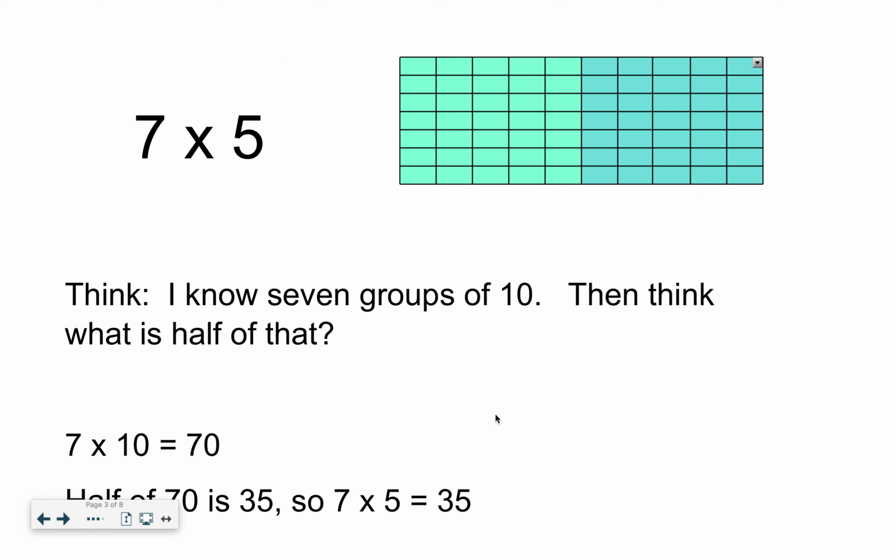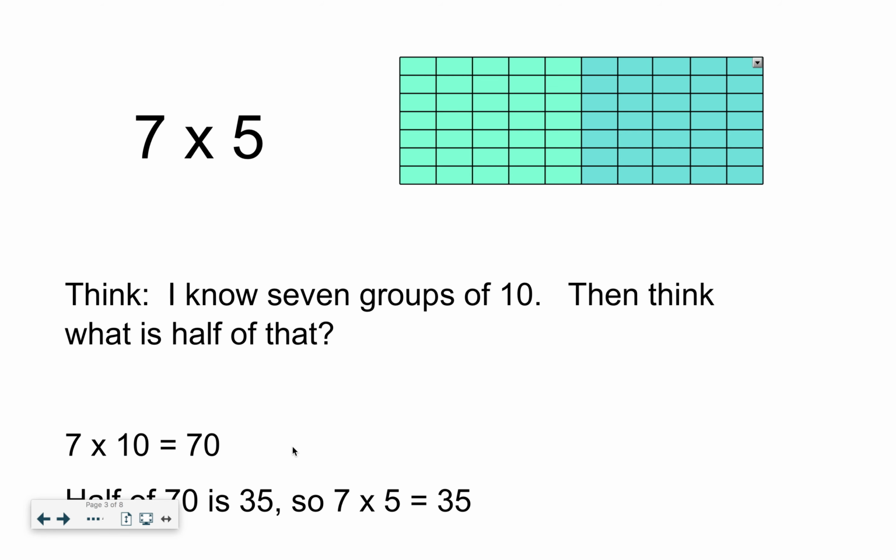Here's another example, 7 times 5. I could again skip count, but a strategy that works really efficiently multiplying any number times 5 is instead if I think of 7 times 10. So if I have 7 groups of 10, that's easy, right? 7 tens is 70. But really, I only want half that.